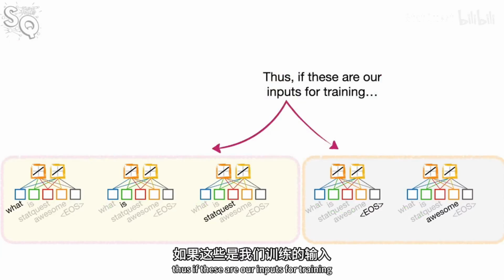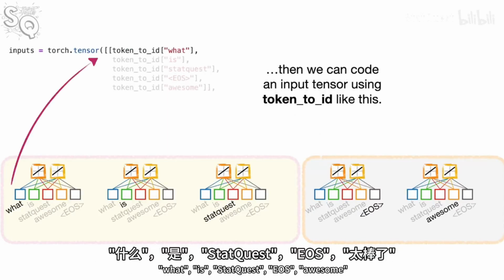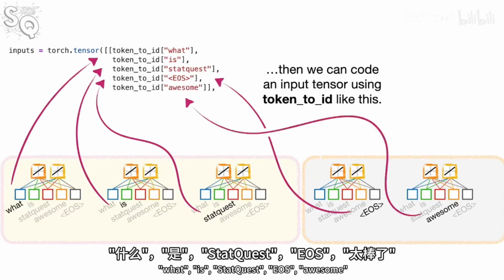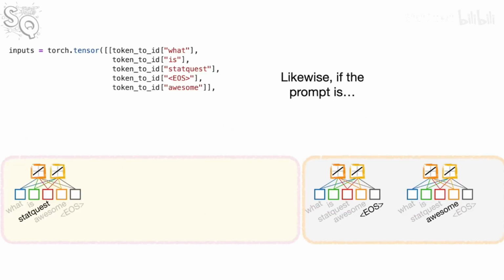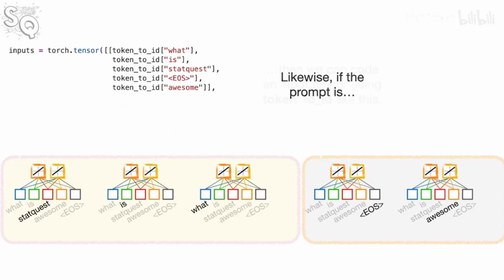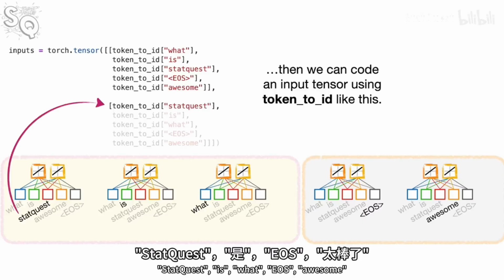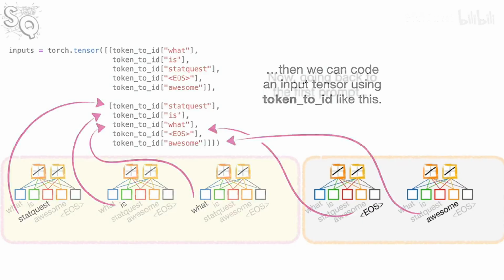Thus, if these are our inputs for training, then we can code an input tensor using token_to_id like this: what, is, StatQuest, EOS, awesome. Likewise, if the prompt is StatQuest is what, then we can code an input tensor using token_to_id like this: StatQuest, is, what, EOS, awesome.